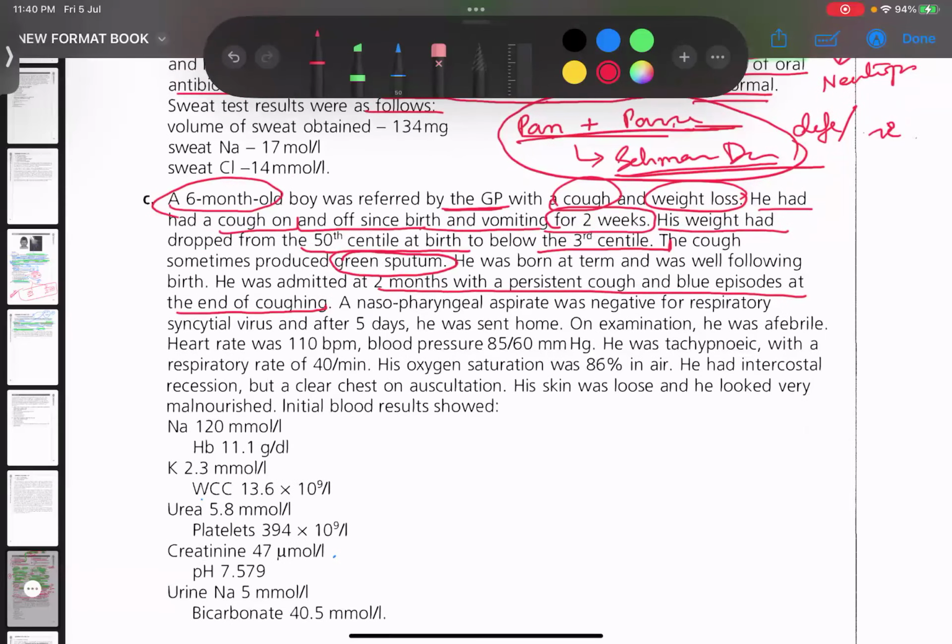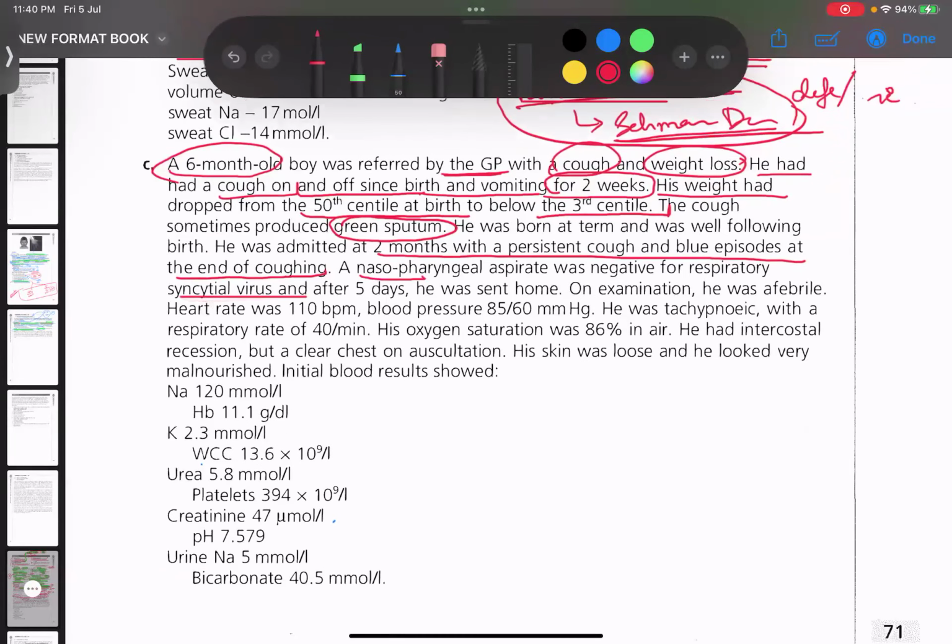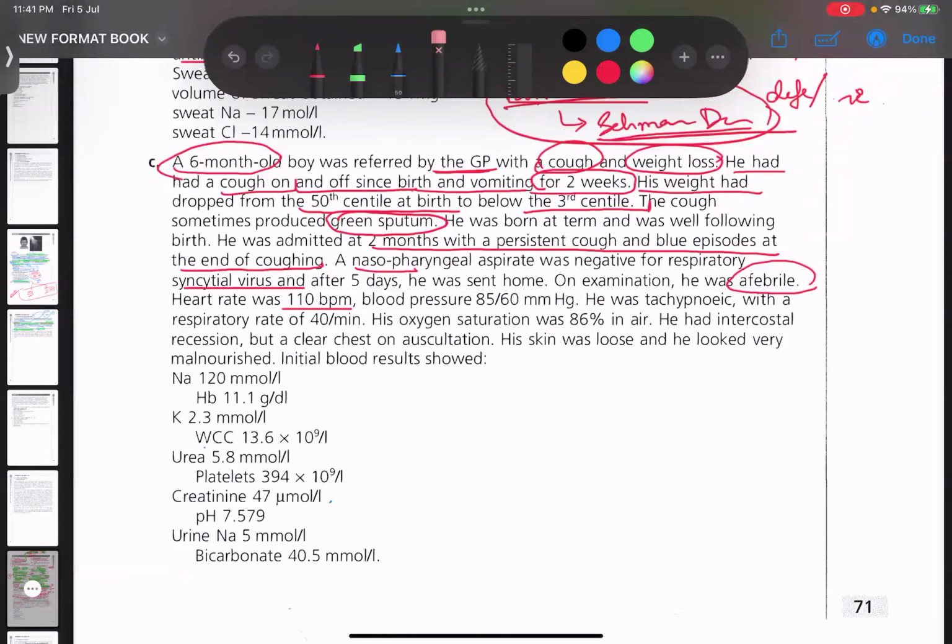Basically, cough-induced apnea. Then we have nasopharyngeal aspirate negative for respiratory syncytial virus. After 5 days he was sent home. On examination, he was afebrile. Heart rate was 110 beats per minute. Blood pressure 85/60 millimeter of mercury. He was tachypneic with a respiratory rate of 40 breaths per minute.